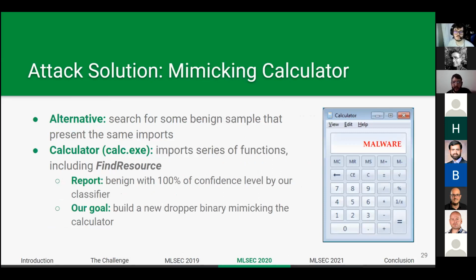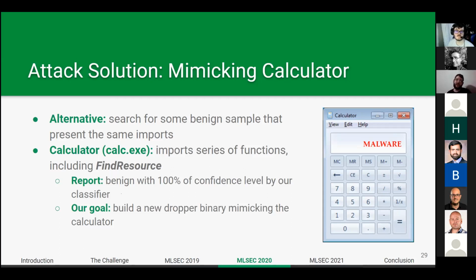And what is the alternative? The alternative is to try to find a benign file that's classified with a given confidence that imports the same find resource function. So we can try to use this detection. We can try to see what is in common between the files and try to bypass the classifiers.